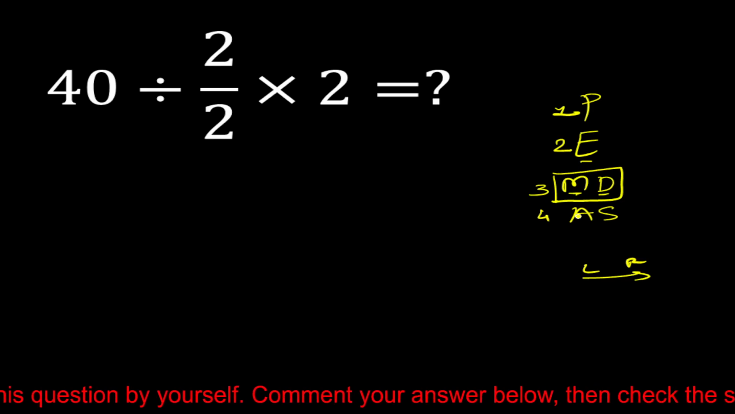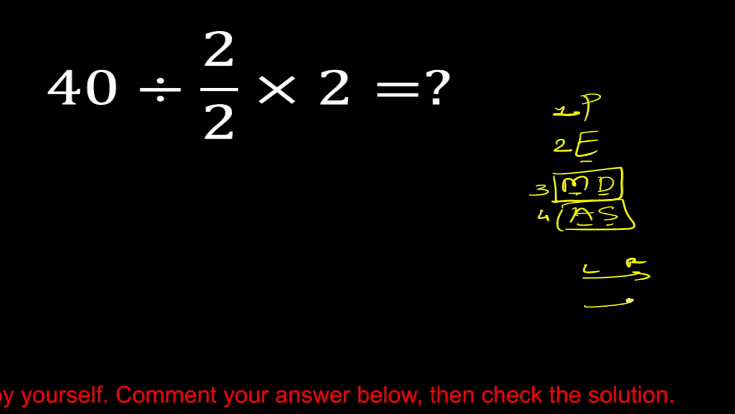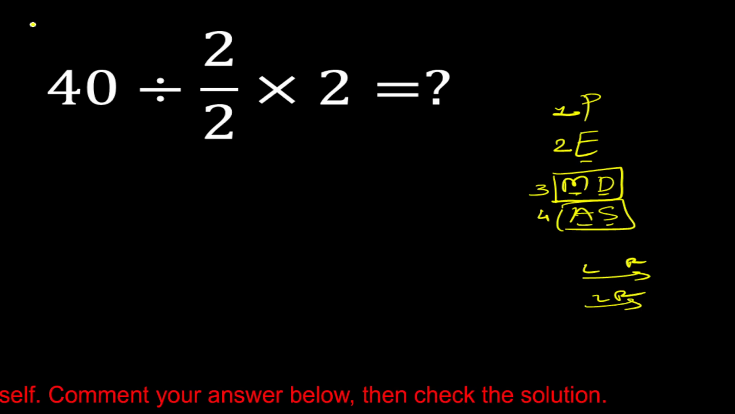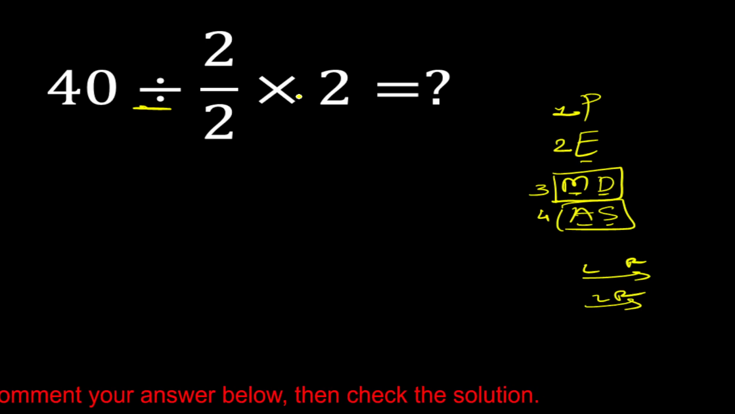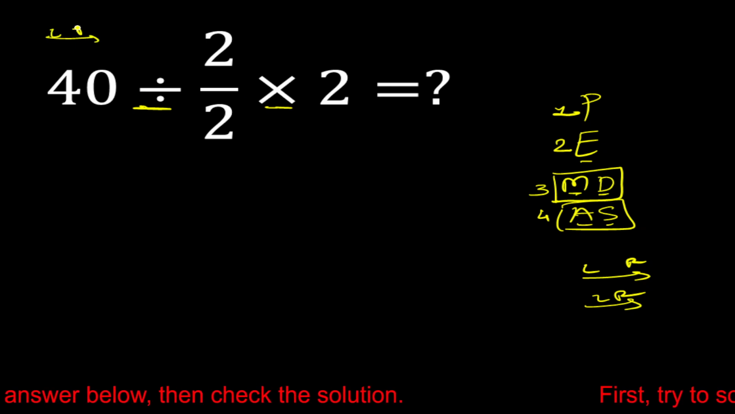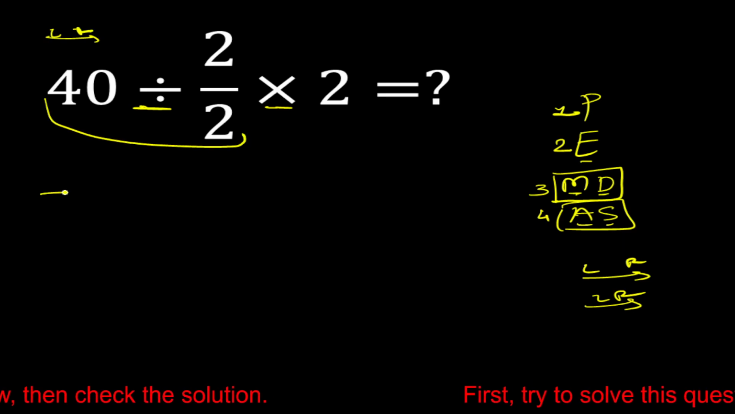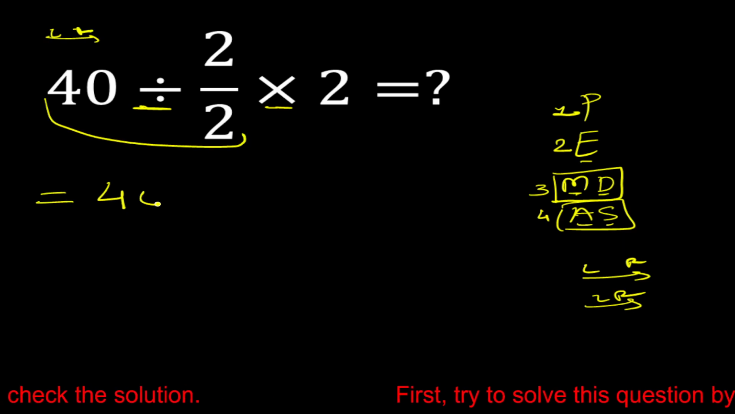Also addition and subtraction both have equal priority, okay, so we have to solve it from left to right. So in this problem, here is division and here is multiplication. Both have equal priority. So we have to solve it from left to right. So first we have to solve this part, okay? So is equal to now 40.